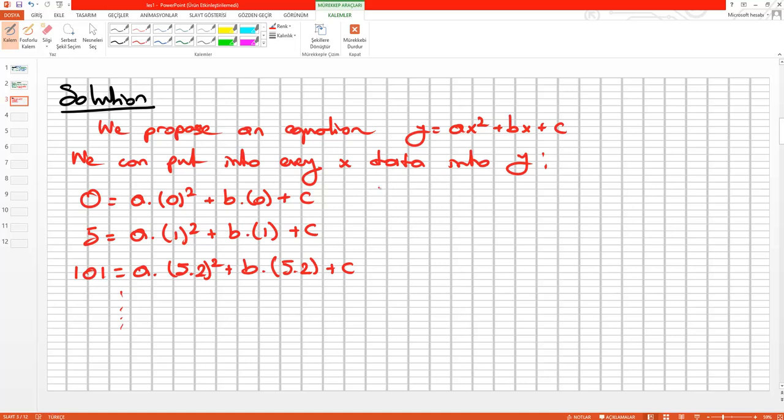But in order to solve this equation, we can create the Y vector here like this one, and a bigger A vector including the A, B, and C parameters here like this one, and so we can give the X values here.